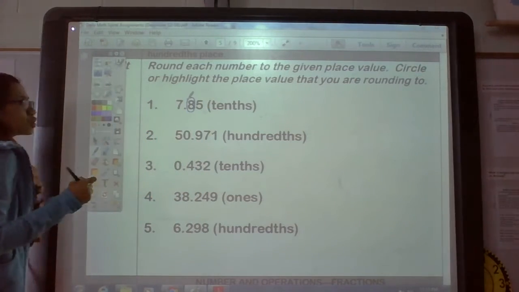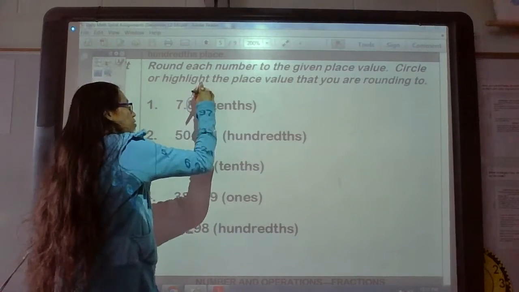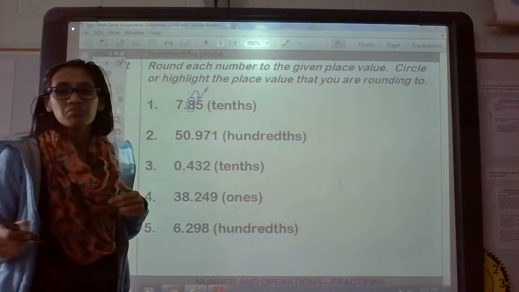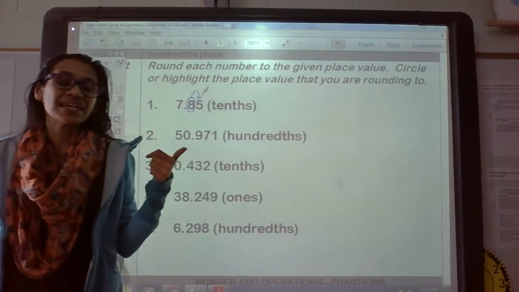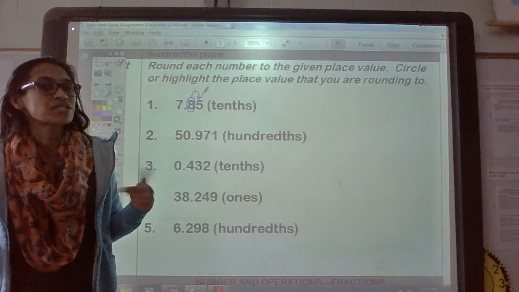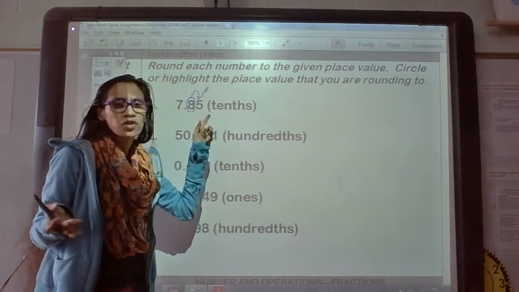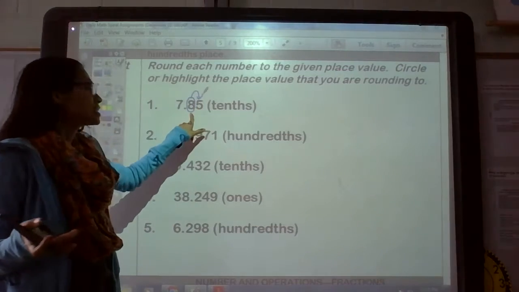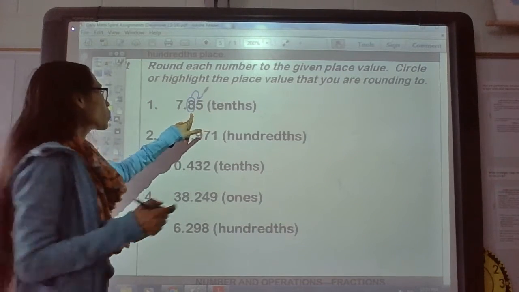And what do we do? We look to the right. Let's look at the number next door. Hey, number 5. What are you doing, number 5? Nothing much. Just rounding. Look at that 5. Is it less than 5 or is it 5 or more? I'm 5 or more. So what happens to this 8? It becomes a 9. It increases by 1.